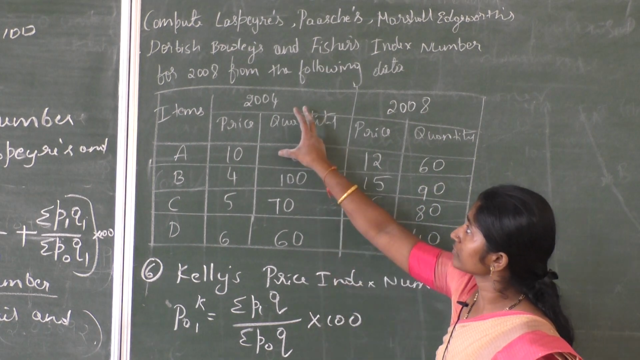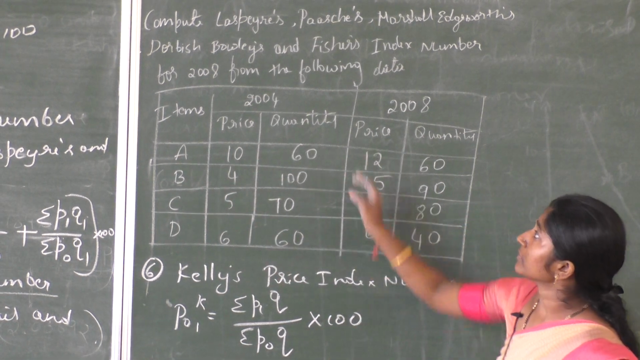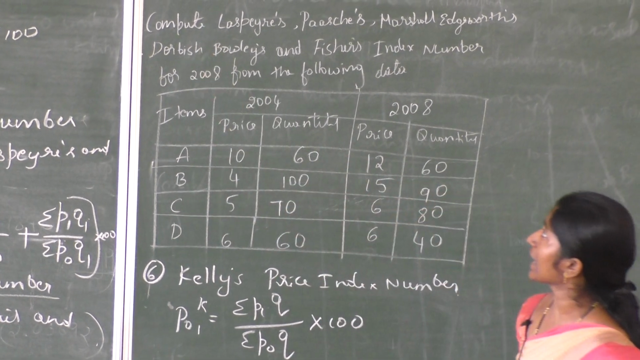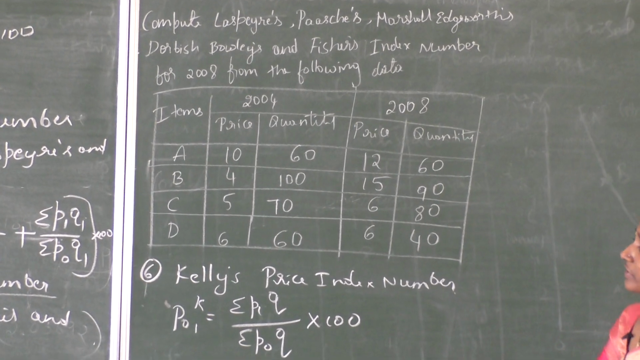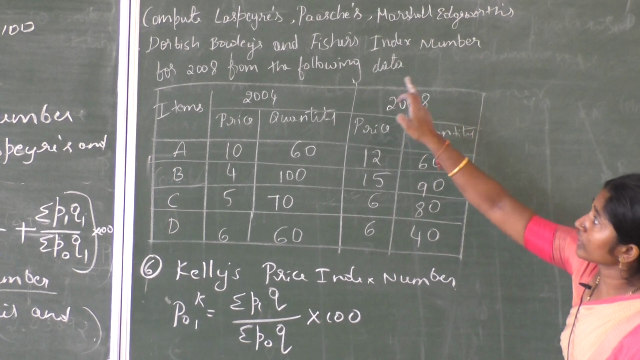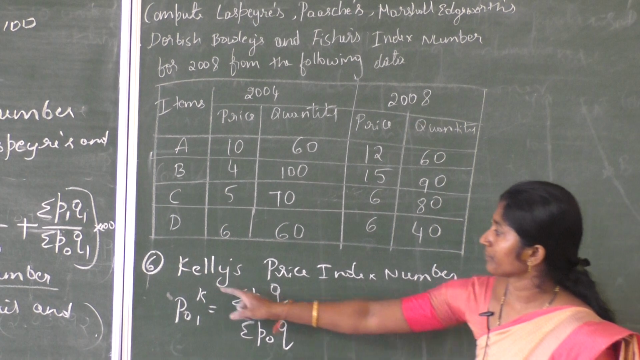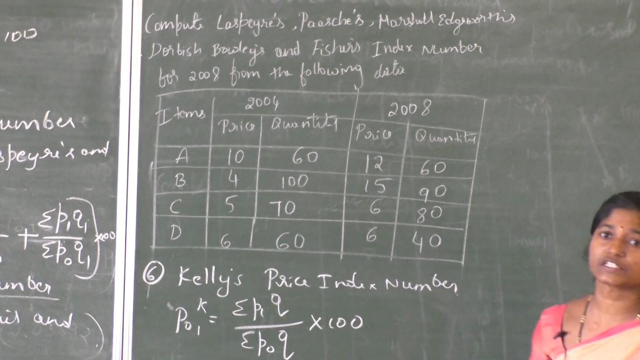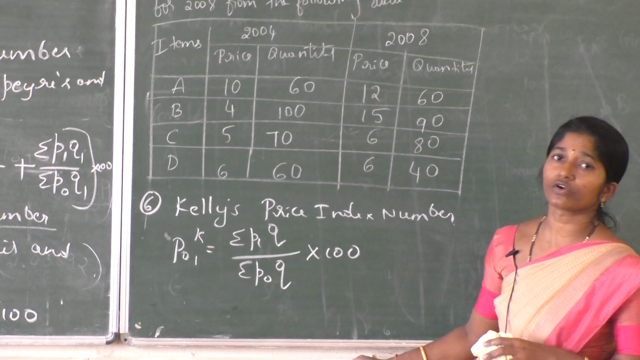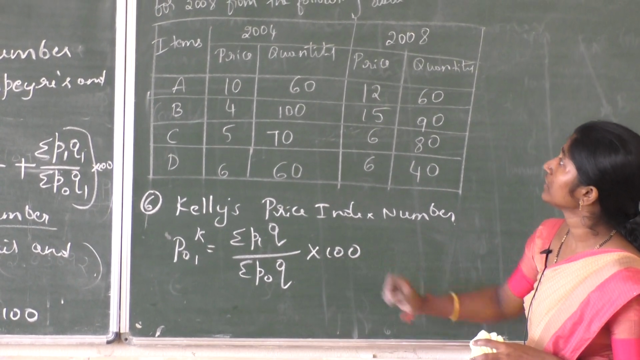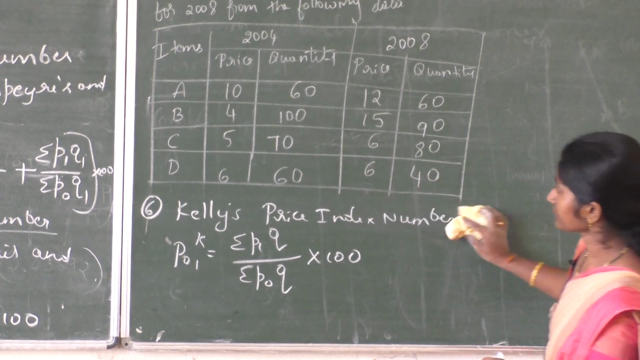Okay. Now we will solve one problem. Compute Laspeyres, Paasche, Marshall-Edgeworth, Drobisch-Bowley and Fisher's index number. Here all five formulas are given, but Kelly's price index number is not given, because with a fixed base we cannot calculate. Now we will calculate. The problem is given.